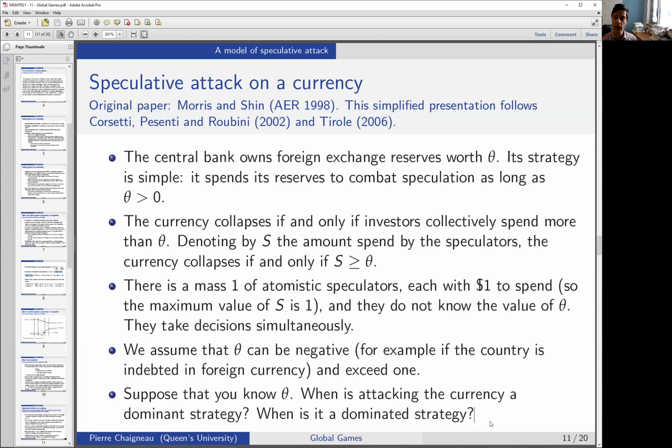So when is it a dominated strategy? Meaning that regardless of what everyone else is doing, you're better off not attacking. This would be the case when everyone is attacking. So S is equal to 1, and yet you are better off not attacking, meaning that the currency will not collapse. That would be the case even when S is equal to 1, this is not verified, meaning that theta would be strictly greater than 1. So when theta is strictly greater than 1, regardless of what else is going on, this inequality will never be satisfied.